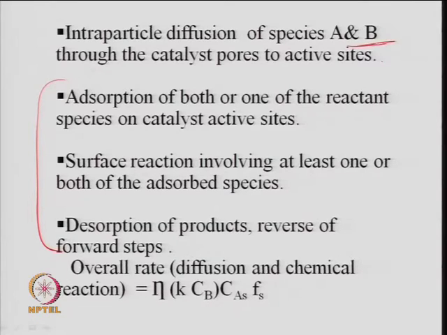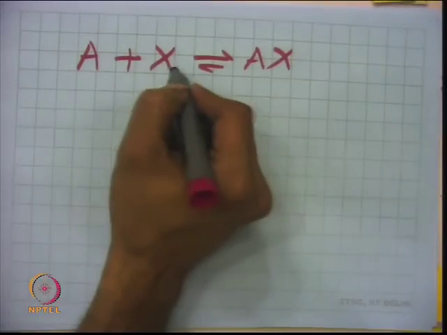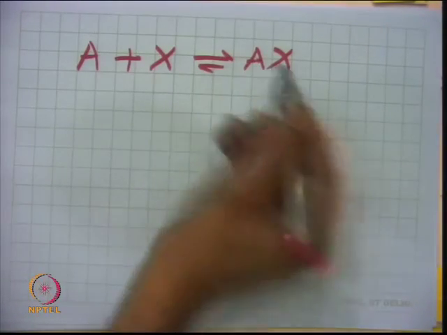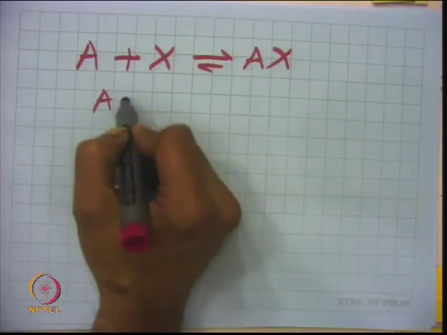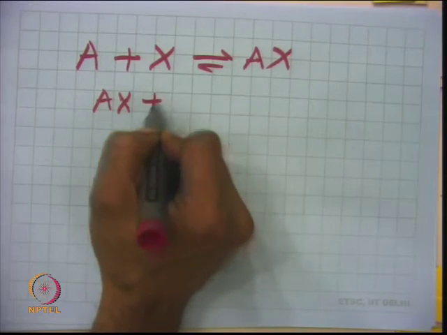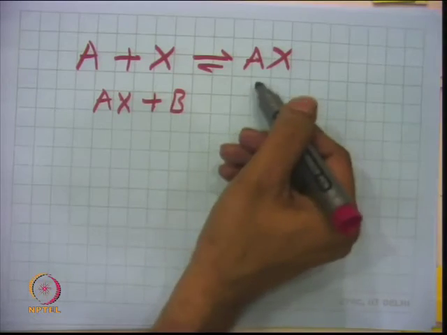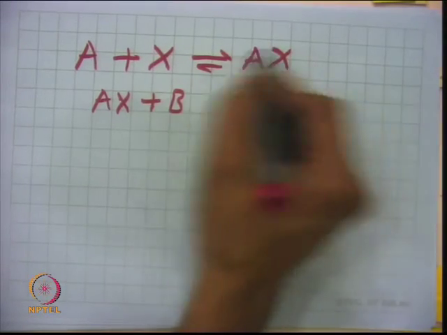Chemical reaction at the surface means, as we have already discussed, that the reactant species, suppose A gas, adsorbs on the active site and makes something like AX, which is your adsorption step. Then AX, which is already adsorbed, reacts with liquid B and transforms into a product. That is a kind of surface reaction. Either A is adsorbing or B is also adsorbing, so both possibilities are there.